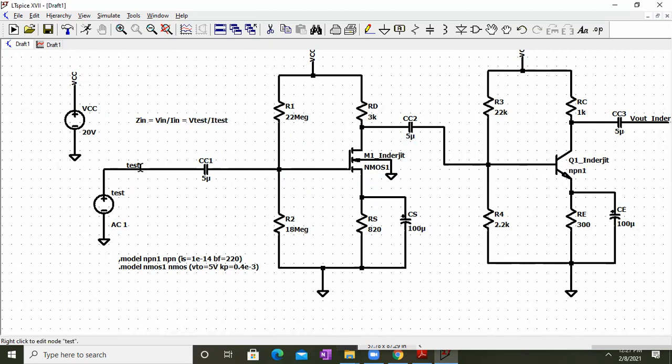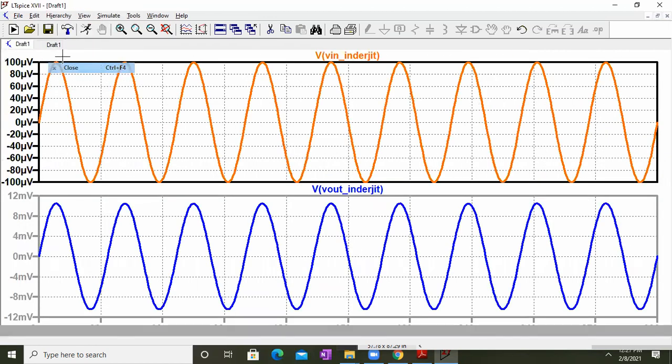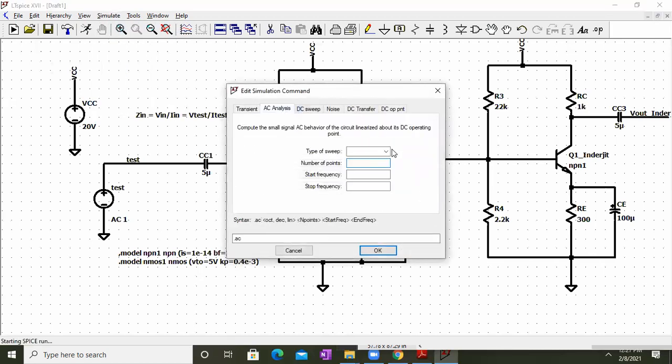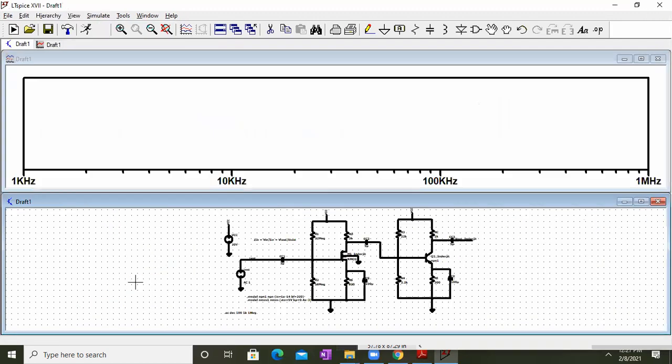Okay, so now we'll close this. We'll go to simulate, run. And now we have to do the AC analysis. So we select the type of sweep as decade, number of points as 100, start frequency will be 1K, and stop frequency will be 1 megahertz. And I click on OK.